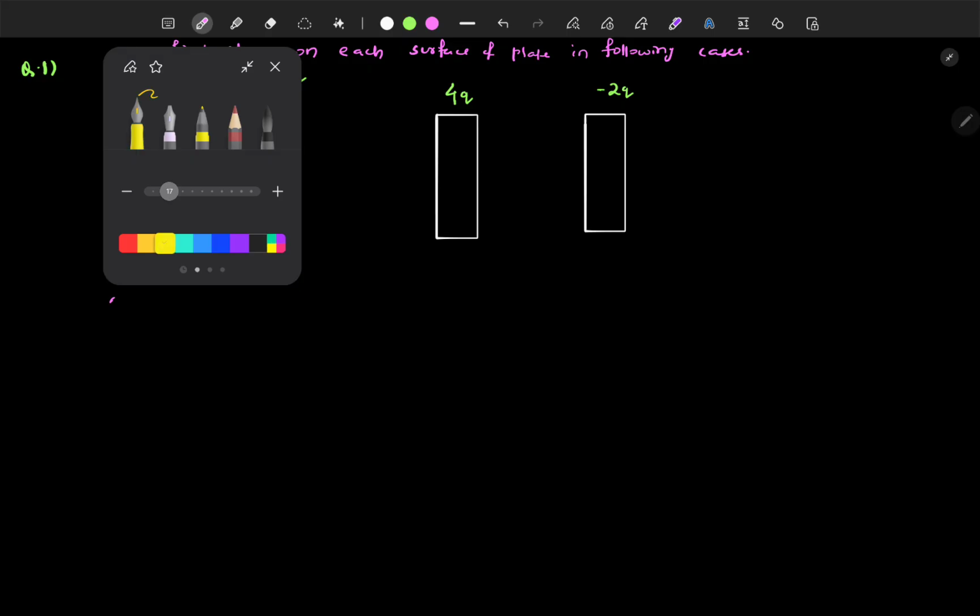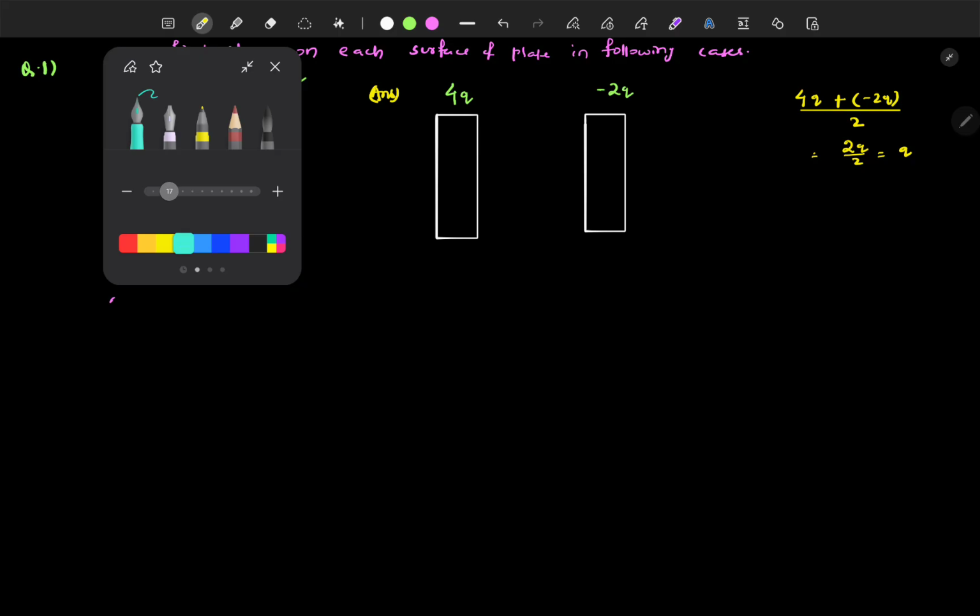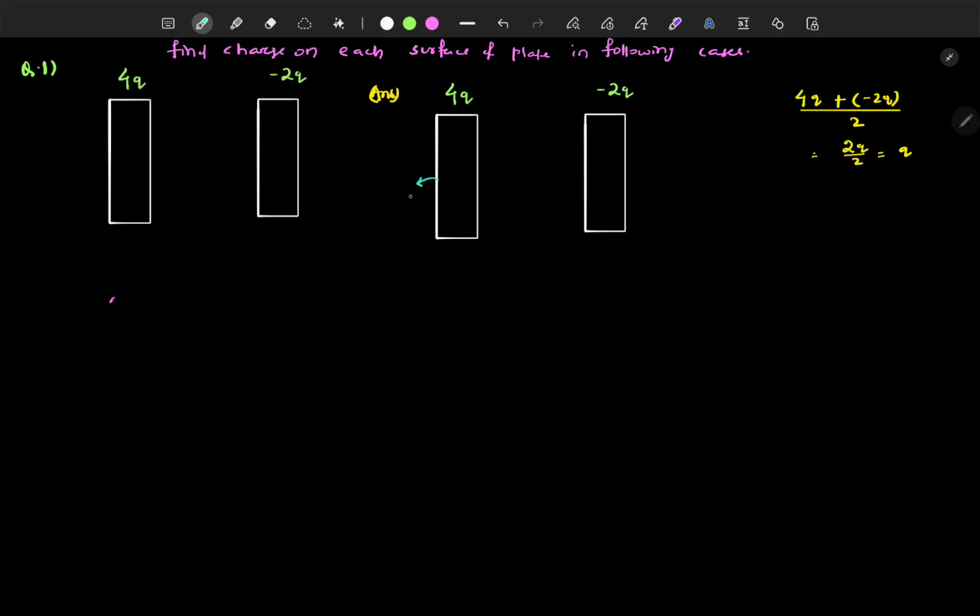Simply you have to add the two charges. First, add the charges 4q plus minus 2q and then divide the addition result by 2. So it will be how much? 2q by 2, that is q. So simply place on the first surface the charge q, and on the last surface the charge q.